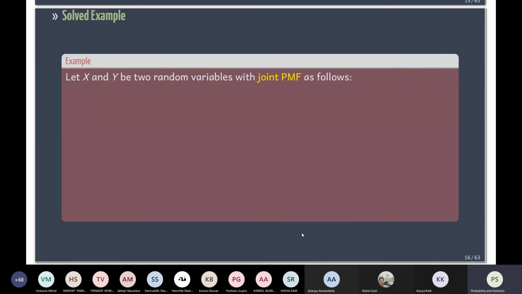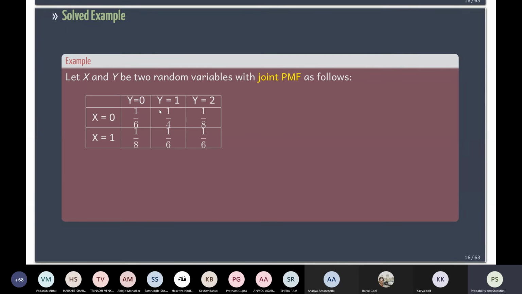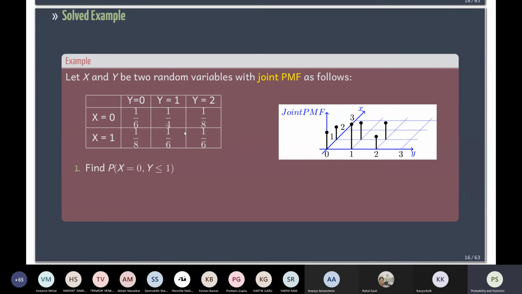Now let X and Y be two random variables with joint PMF as follows. So this is an example. X and Y both jointly are given to you. If (0, 0) happens, then what is the probability? If (0, 1) happens, what is the probability? If (0, 2) happens, then what is the probability? And so on. In this case, it's discrete, so it can be tabulated. And if I plot it, this is how the joint looks.